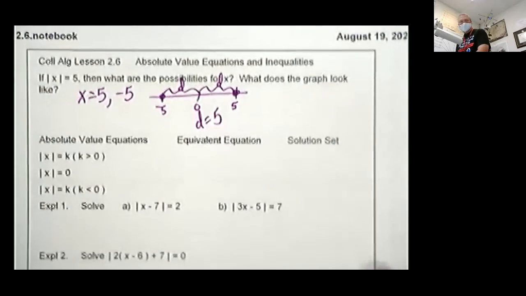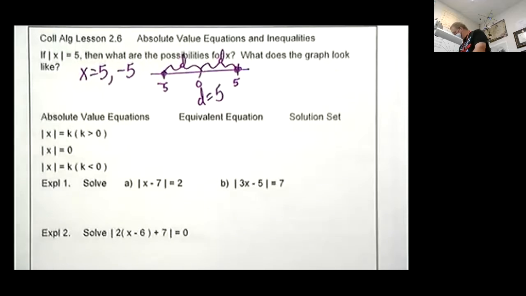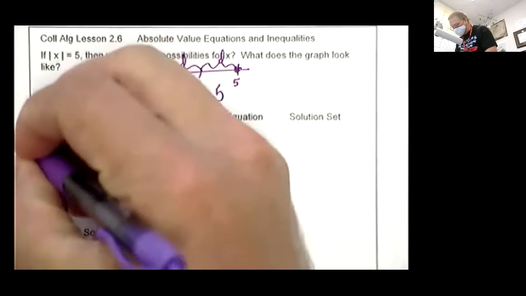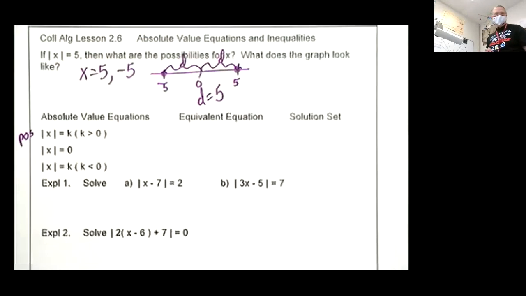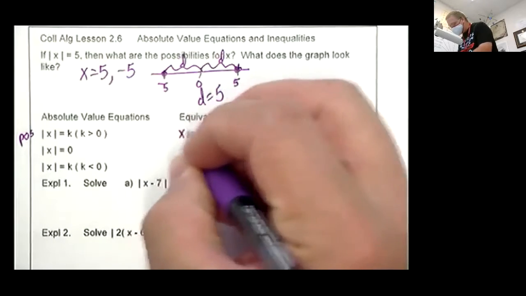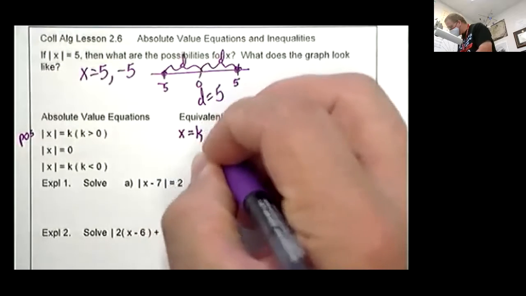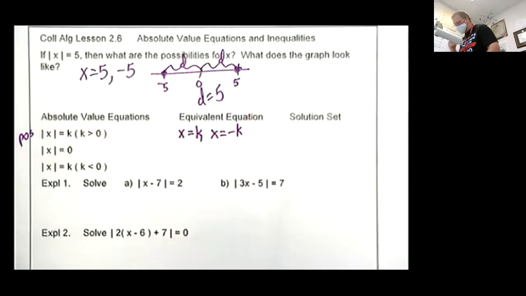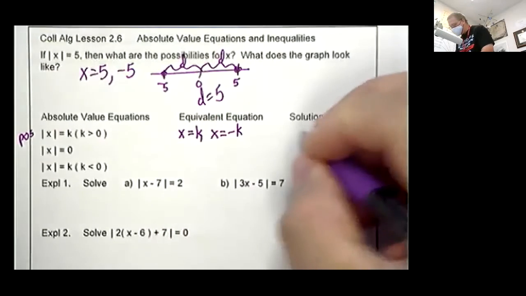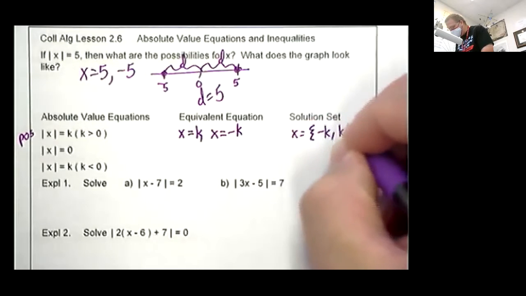Therefore, we have different types of absolute value equations we can write. For example, the absolute value of x is equal to k for k greater than 0. So this is the positive. If absolute value is equal to a positive, then we get two equations. Those two equations are either x equals k or x equals -k. Therefore, the solution set is x is equal to the set -k and k.